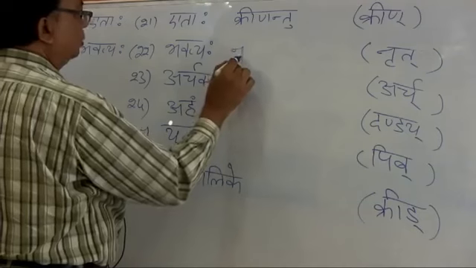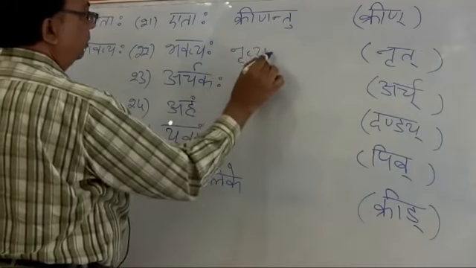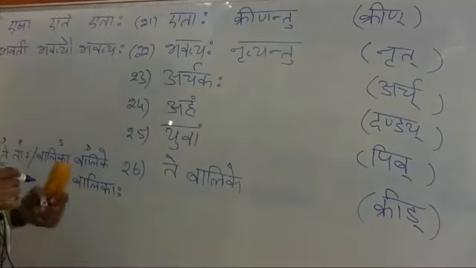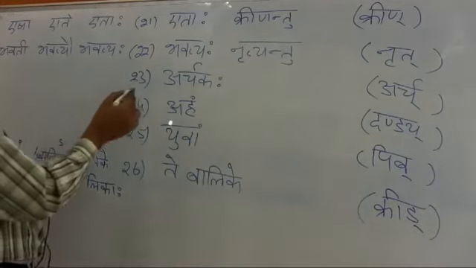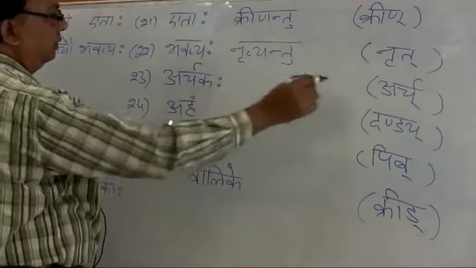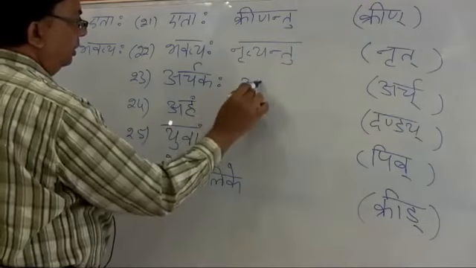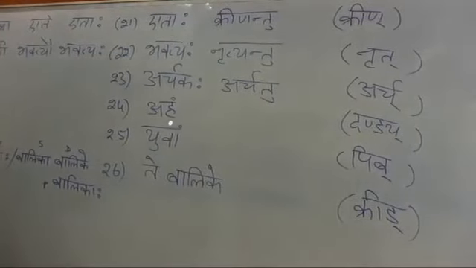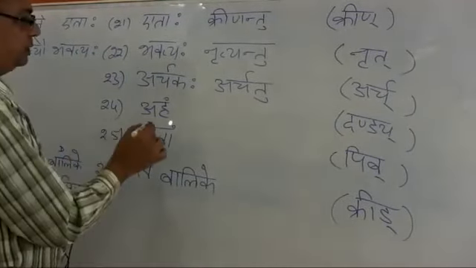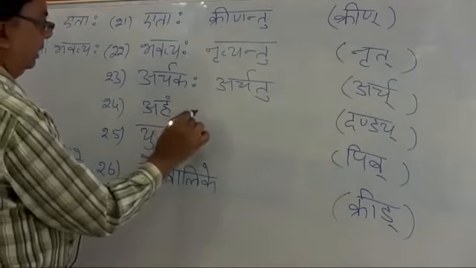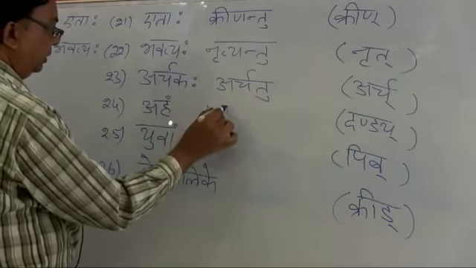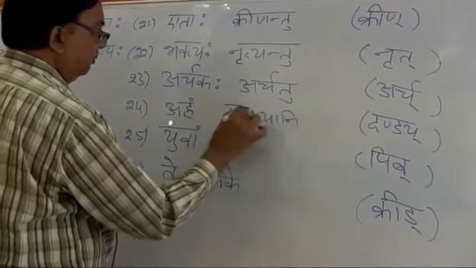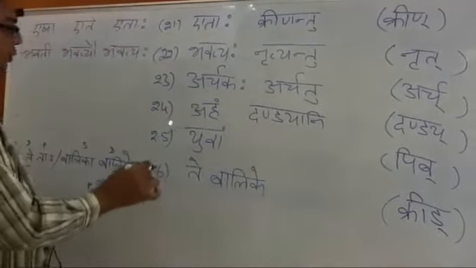Bhavatyaha, you. Nrityantu. Bhavatyaha is also third person. Therefore, nrityantu. Oh ladies, may you all dance. Archakaha, worshipper. Archatu, third person. Let the worshipper worship. Aham, first person singular. Aham dandayani. Let me punish. So the verb will be ani, dandayani.